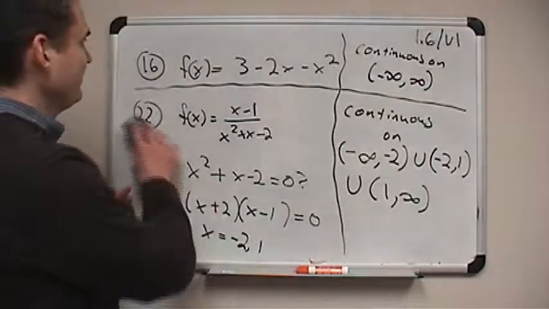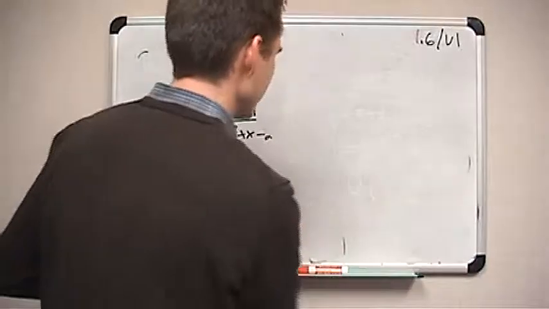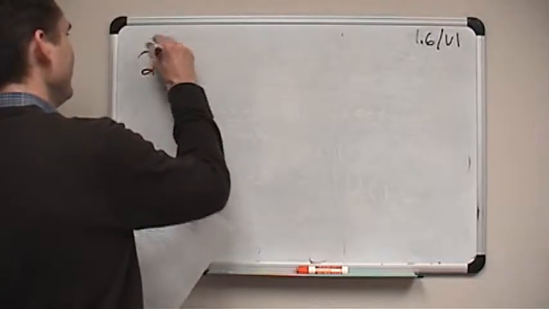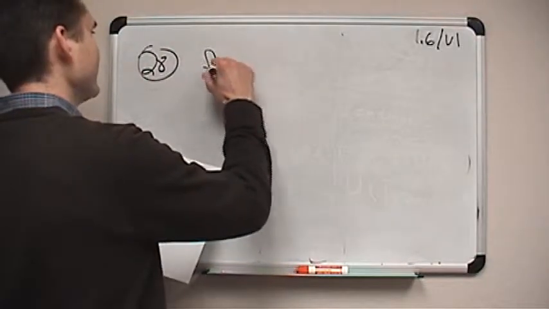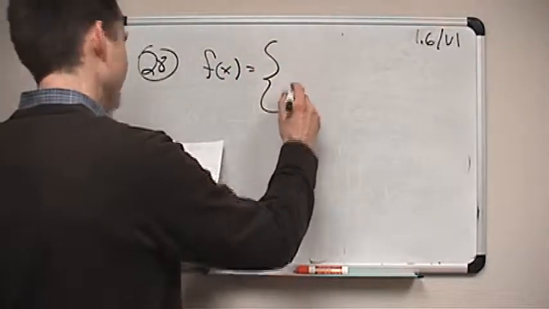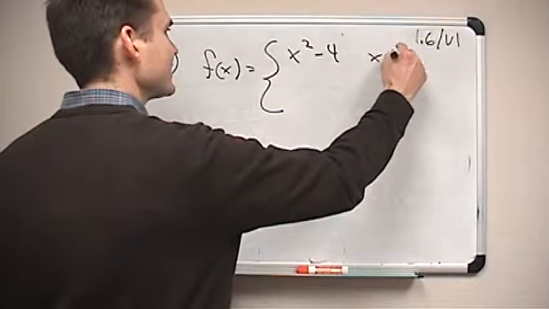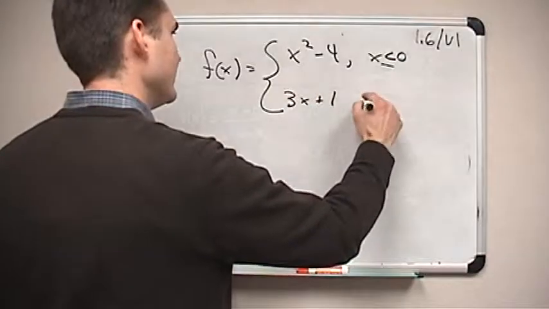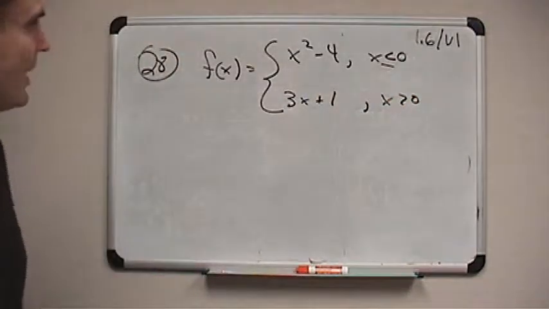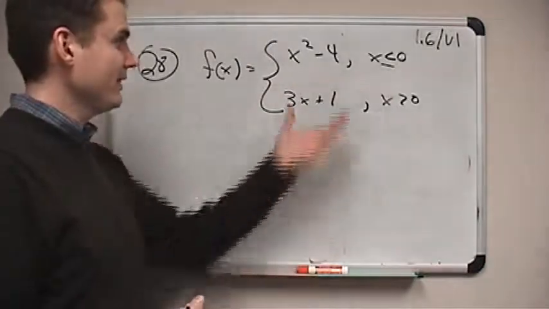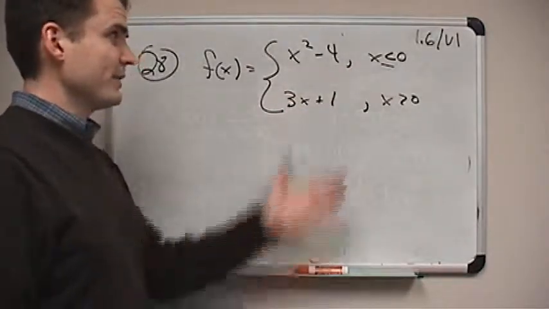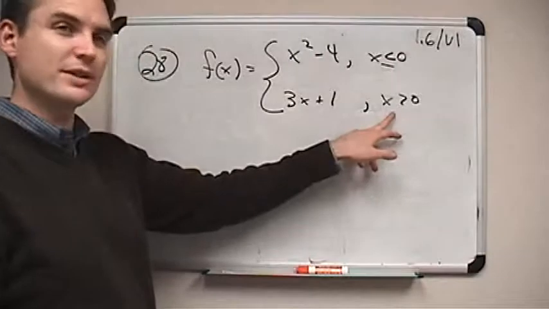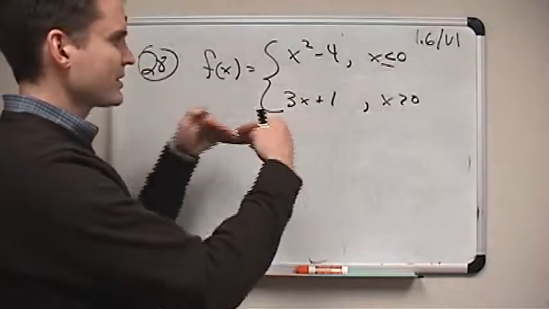Now I'm going to look at one more here, which needs a little bit more space just to even write the function. But basically the same directions. This is number 28. And they ask where the following function is continuous. f of x equals, and it's a piecewise function, x squared minus 4 when x is less than or equal to 0, and f of x is 3x plus 1 when x is greater than 0. Now, piecewise functions actually aren't that bad. In this case, both pieces are polynomials. So this piece is going to be continuous everywhere to the left of 0. This piece is going to give us a continuous graph everywhere to the right of 0. The only question is really what happens right at 0.